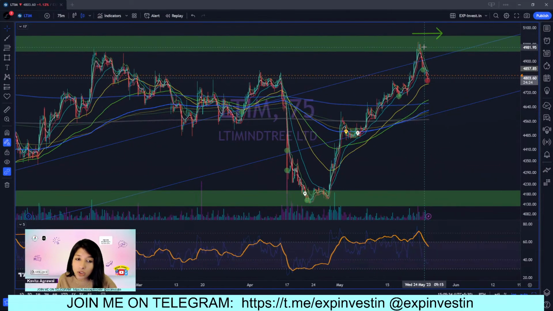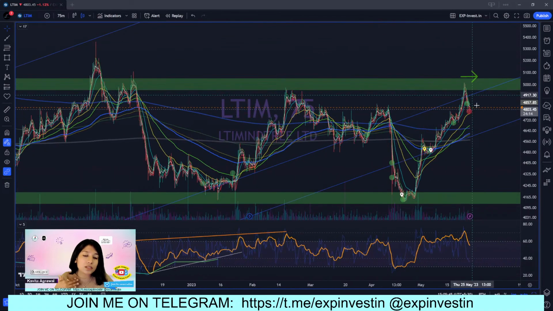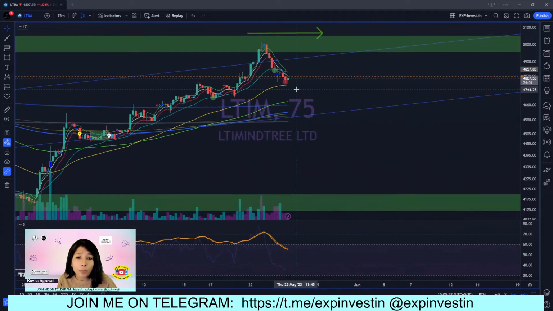It's very important to take into consideration that LTIM right now is close to a very strong resistance, as we've already discussed. This green zone is acting as a resistance because the price is below it. Once it goes above it, it will become the support zone, but for now it's the resistance zone. So extra caution is required here. If you currently have a long position too, I would suggest that you use the stop loss of 4750.